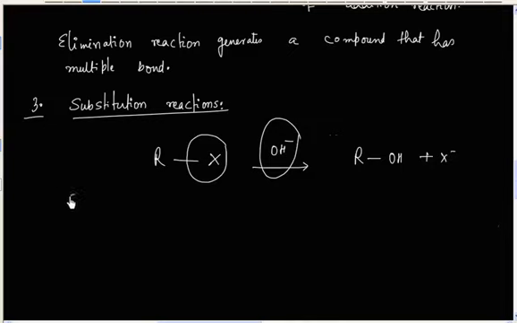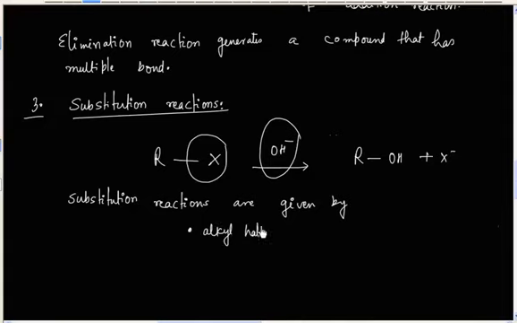So substitution reaction is given by either you can have alkyl halide or you can have deactivated benzene ring.